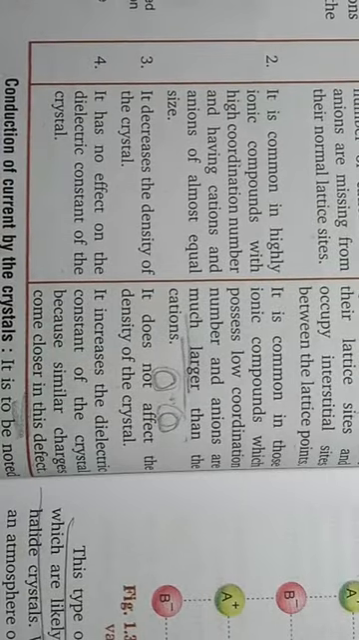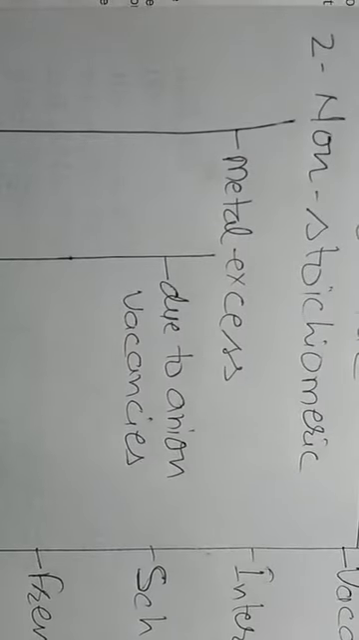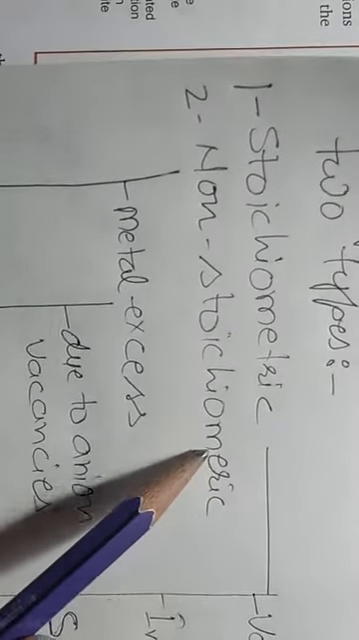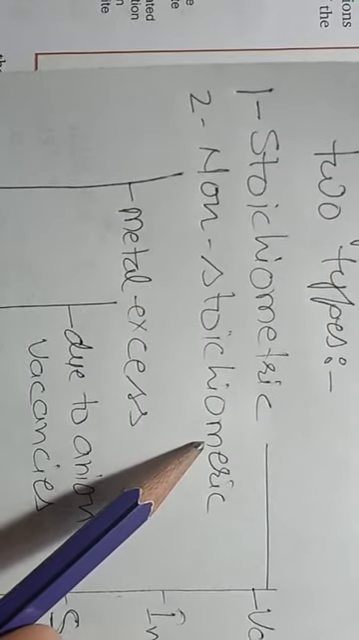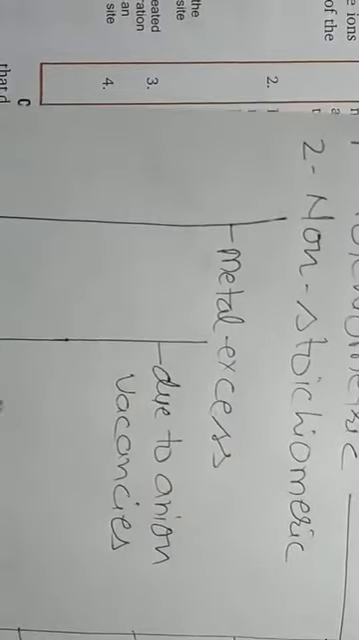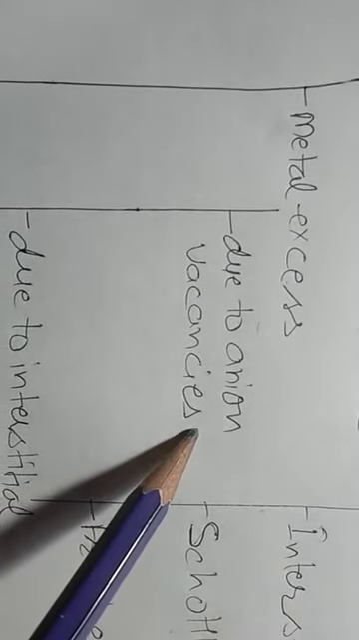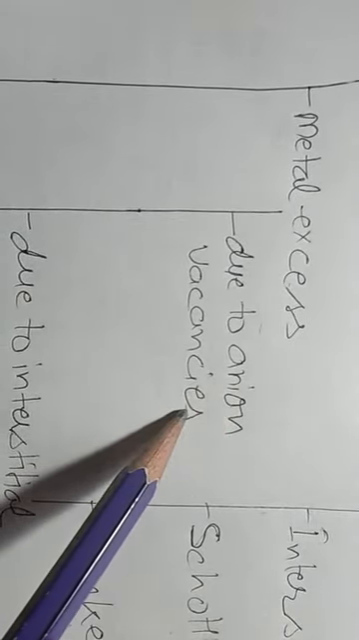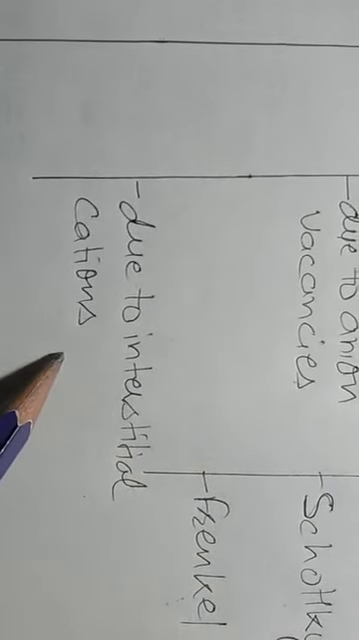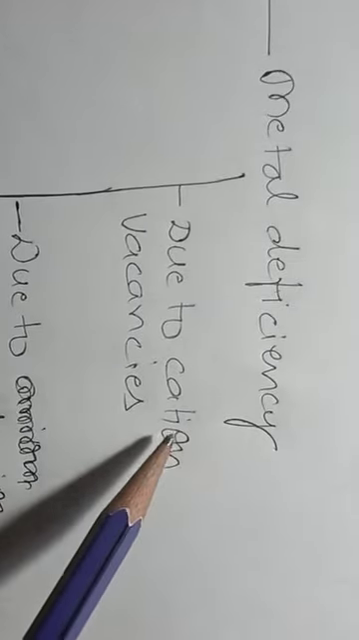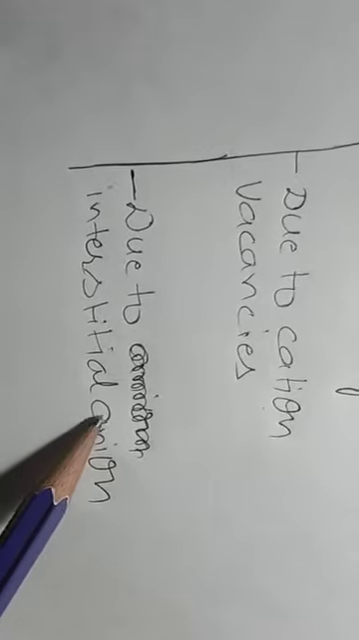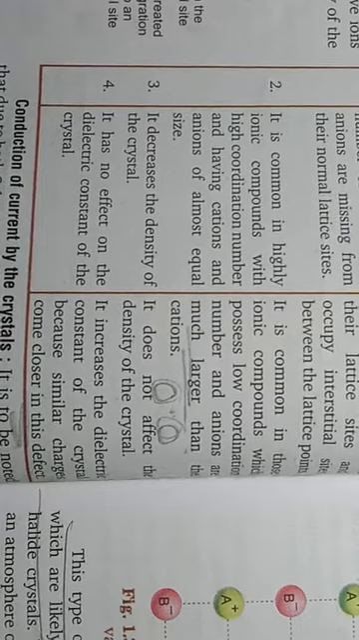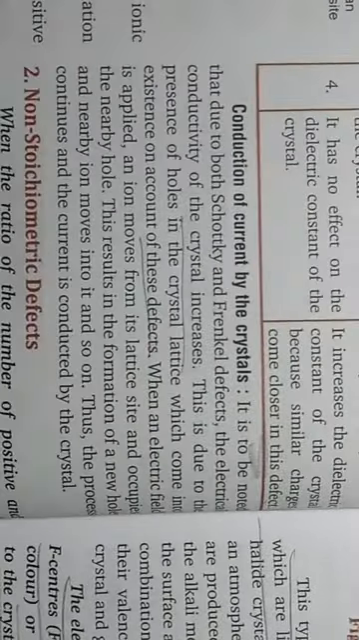Then next we will discuss non-stoichiometric defects. As I already told you, these are of two types: metal excess and metal deficiency. Metal excess is due to two reasons: first, due to anion vacancies, and second, due to interstitial cations. And metal deficiency is due to cation vacancies, and next due to interstitial anions. Okay, students, so these are the non-stoichiometric defects.